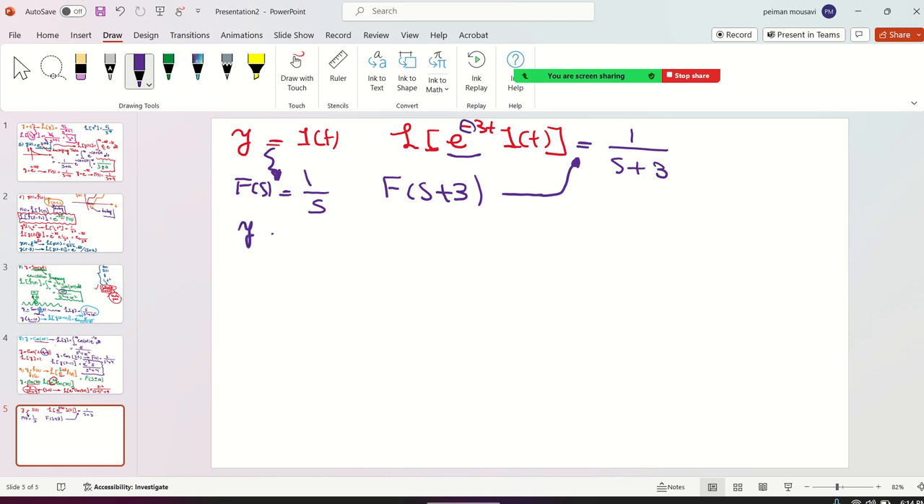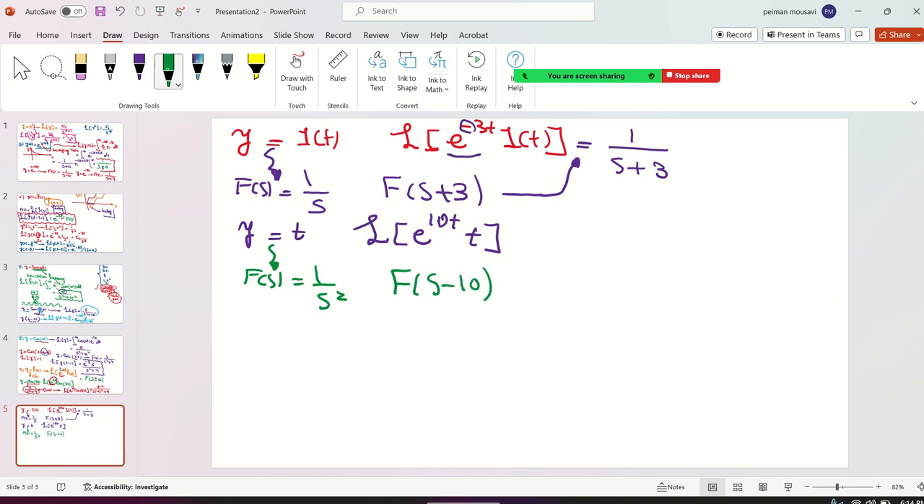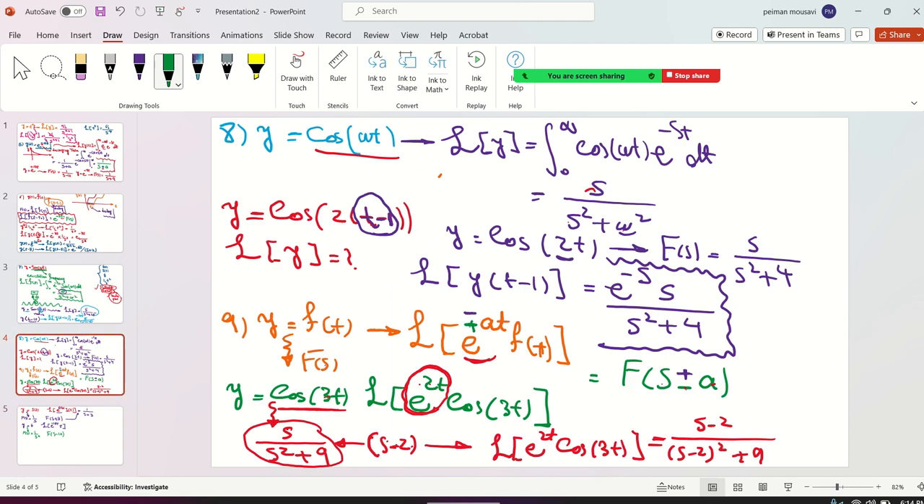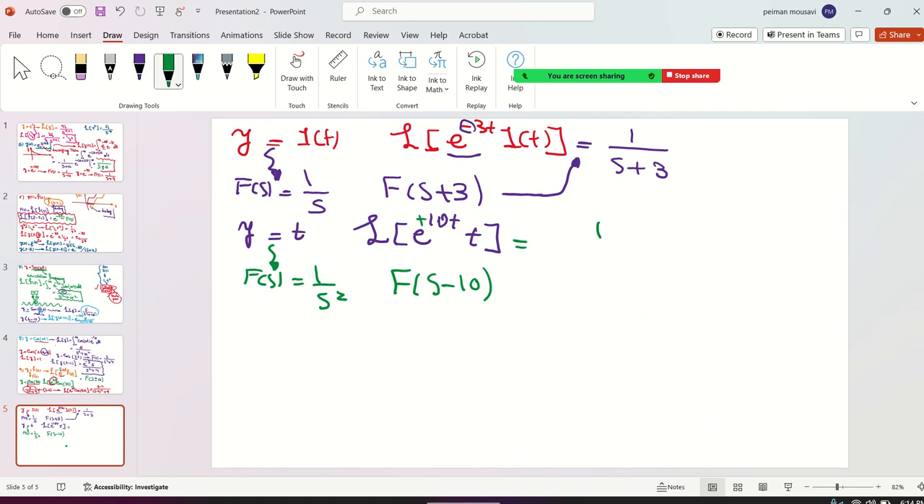Or if your y is a ramp, I'm asking what's the Laplace of e^(10t) multiplied by the ramp. We know from today's notes that F of s is 1 over s squared. So you have to change all s's with s minus 10, because here it's plus, so it becomes minus. The answer is 1 over (s minus 10) squared. I just replaced s here. Clear, everybody? Good.